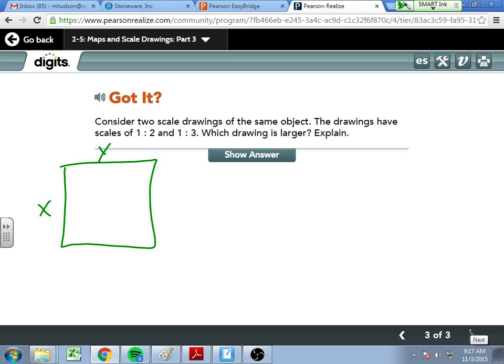I think it is 1 to 3 because, if it was a 3 by 3 inch square, it would be a 9 by 9 feet square. And if it was just a 3 by 3 square over there, it'd just be a 6 by 6 square.